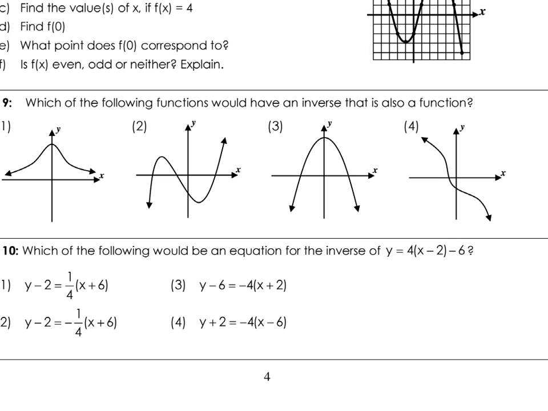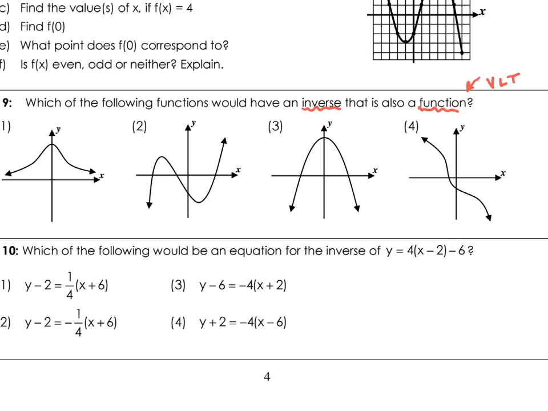On day 9, it says which of the following functions would have an inverse that is also a function. Without graphing all of these graphs' inverses, we can try the vertical line test. Remember, an inverse is just the flipping of the x's and the y's. And remember that when we want to see if a graph is a function, we use the vertical line test.